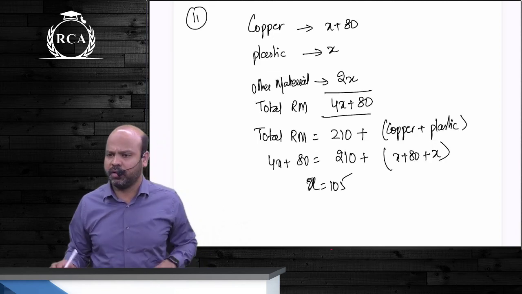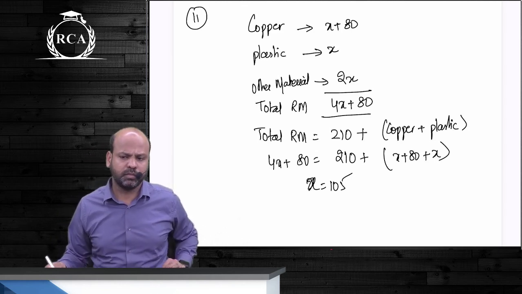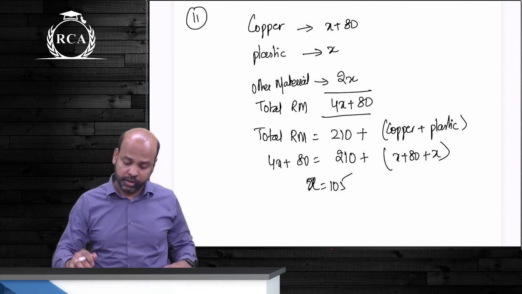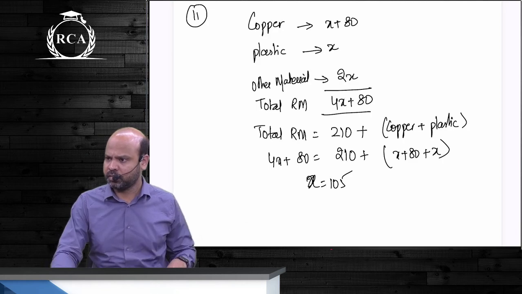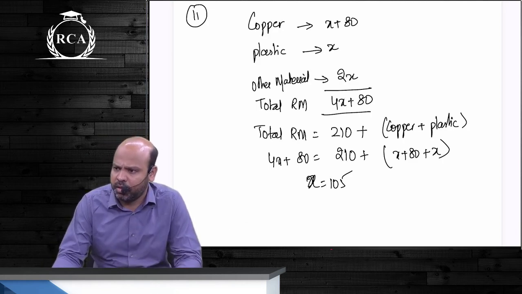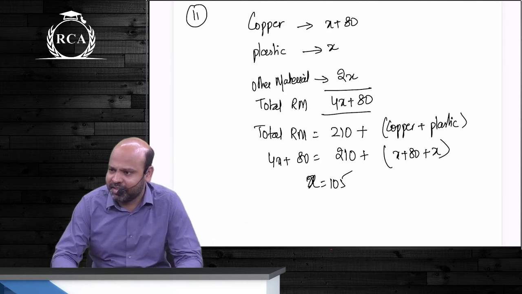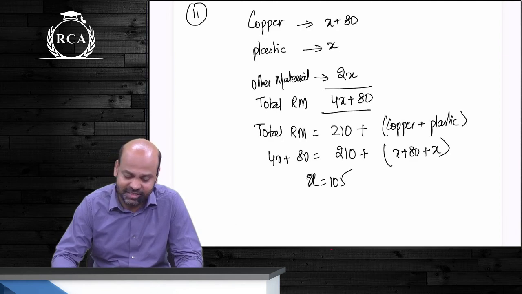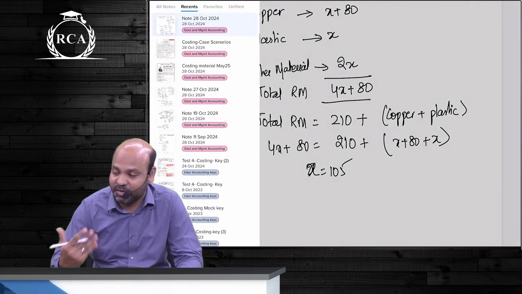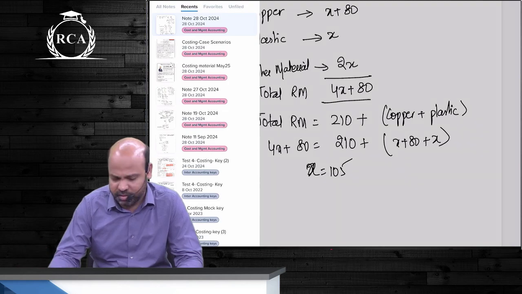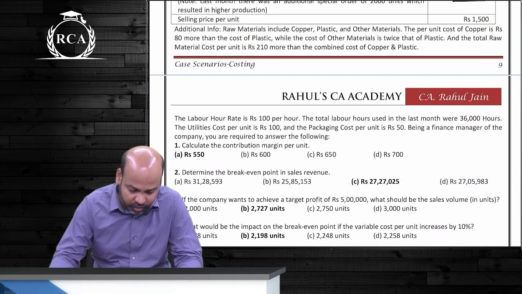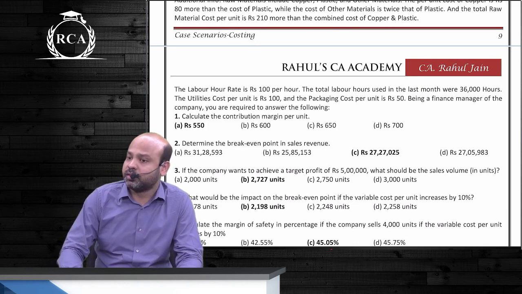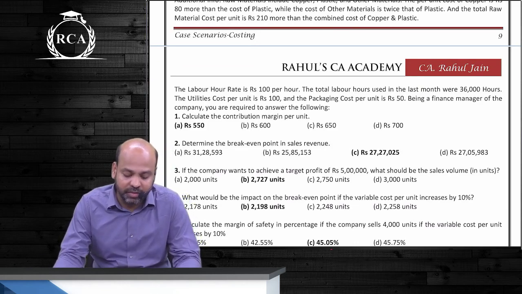Have you written it, guys? Can I continue reading the question? Leave them, beta, see, you understood till here, right? The labor cost per hour, guys, is 100.